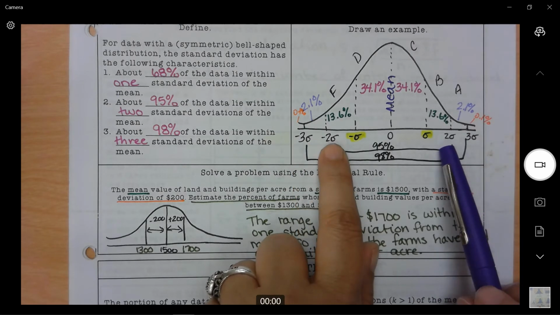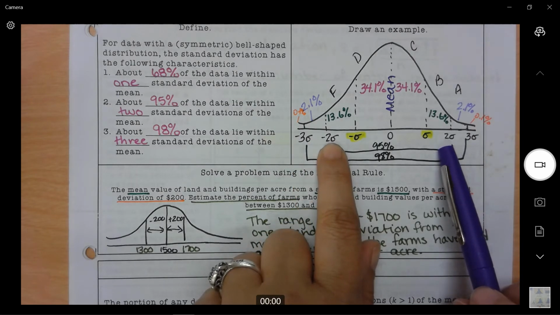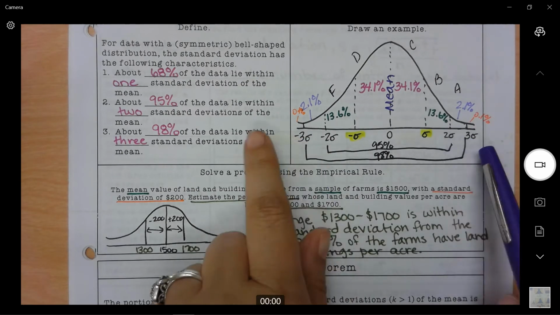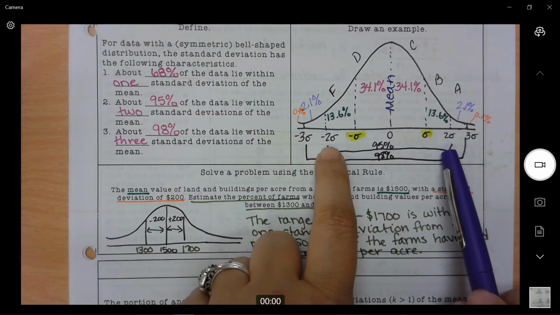Remember I talked about outliers being things that didn't seem to belong? That's going to be the people that are on the outside of that two standard deviations.